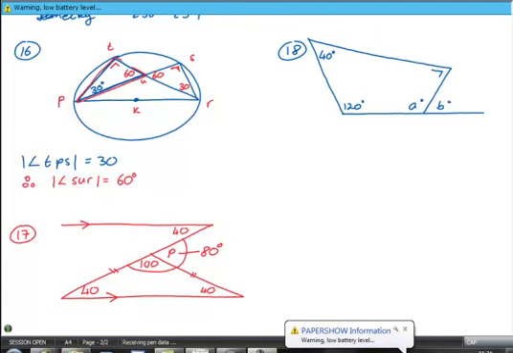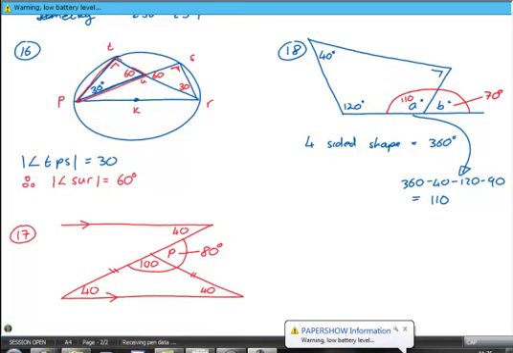Not particularly difficult. The only thing that you need to know is four-sided shape, 360 degrees. So to calculate the value of A, you're saying 360 minus 40 minus 120 minus 90. Your answer there is 110. If this is 110, straight line, B has to be 70 degrees.